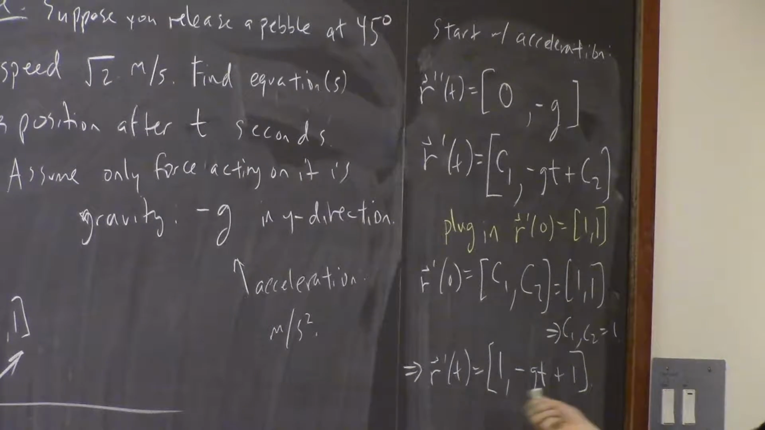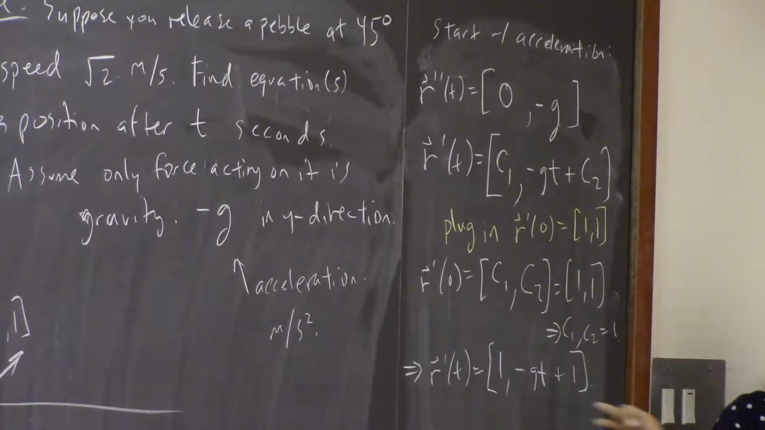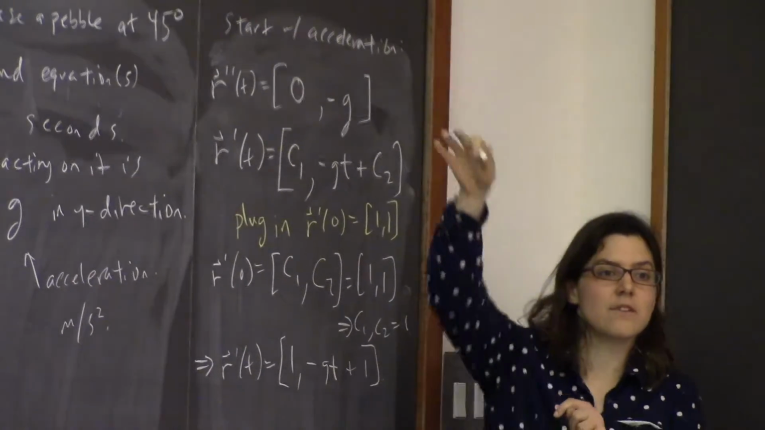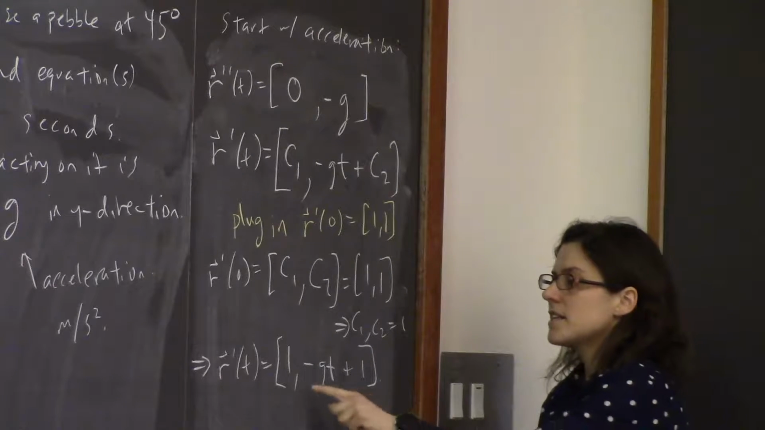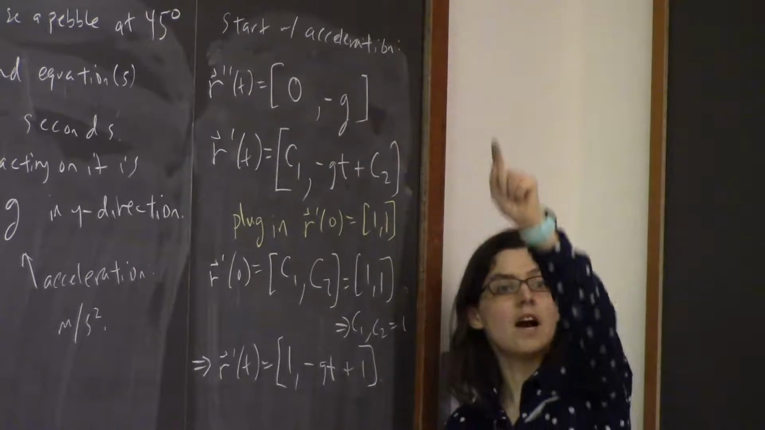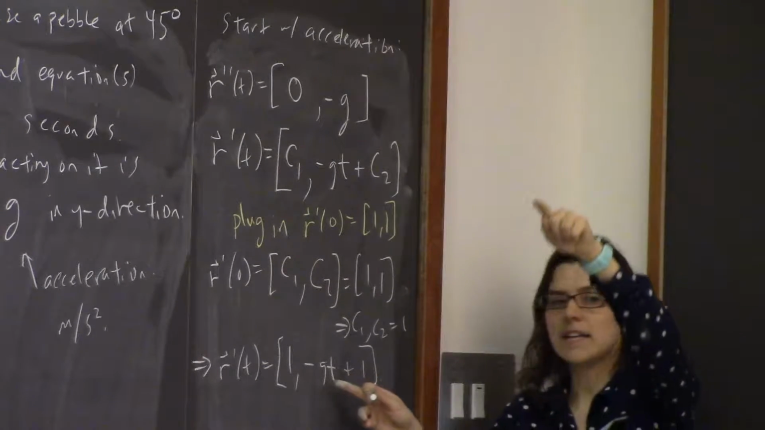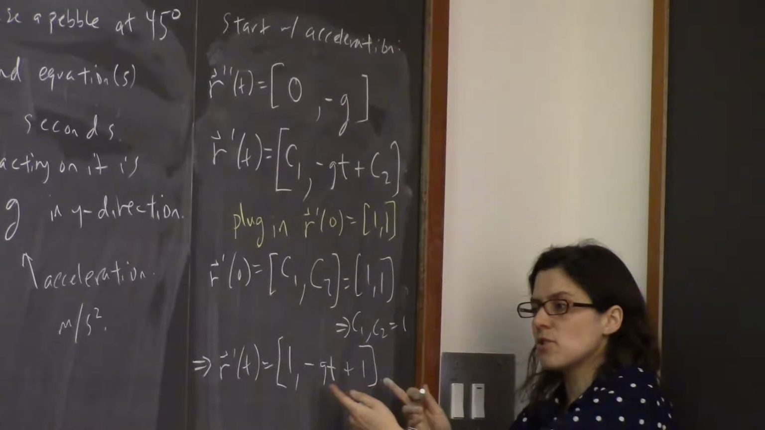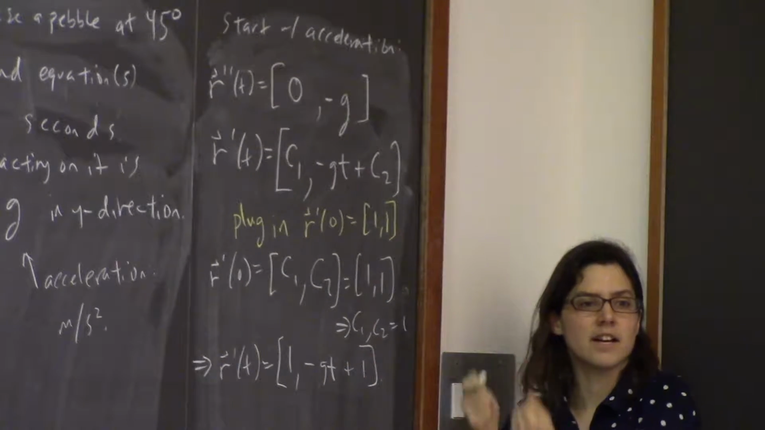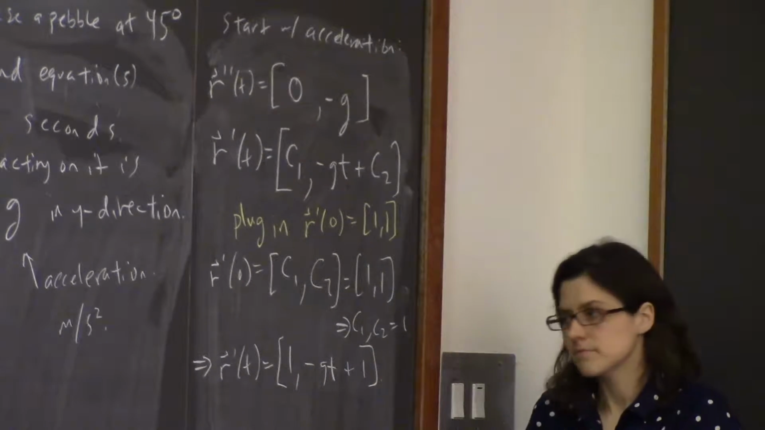So this tells us that your speed in the x direction is 1, which makes sense because you release the thing with the speed of 1 in the x direction. And the speed in the y direction starts at 1, which makes sense because you shot it up with a speed of 1, but minus gravity pulling down. So its initial speed going up and gravity pulling down are kind of fighting against each other.